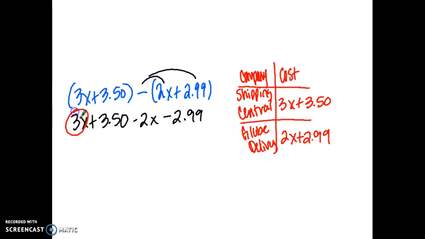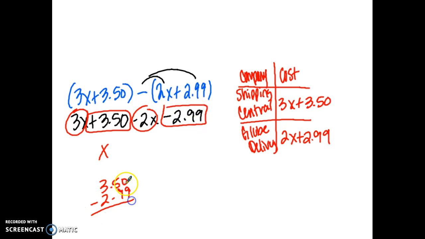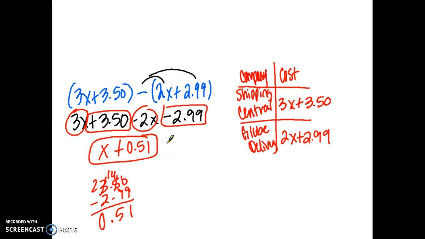3x minus 2x is x, and $3.50 minus $2.99. I have to borrow. 10 minus 9 is 1. 14 minus 9 is 5. Bring down your decimal. And Shipping Central charges x plus 51 cents more than Globe Delivery.